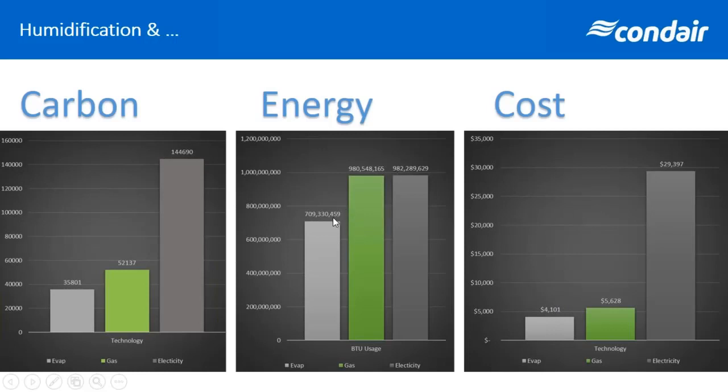You can also see the total energy usage has gone down between the gas and the evaporative, but between gas and electric, they're approximately the same. It's just gas is less expensive than electricity. And carbon is a little bit more complicated. It depends a lot where your electricity comes from.